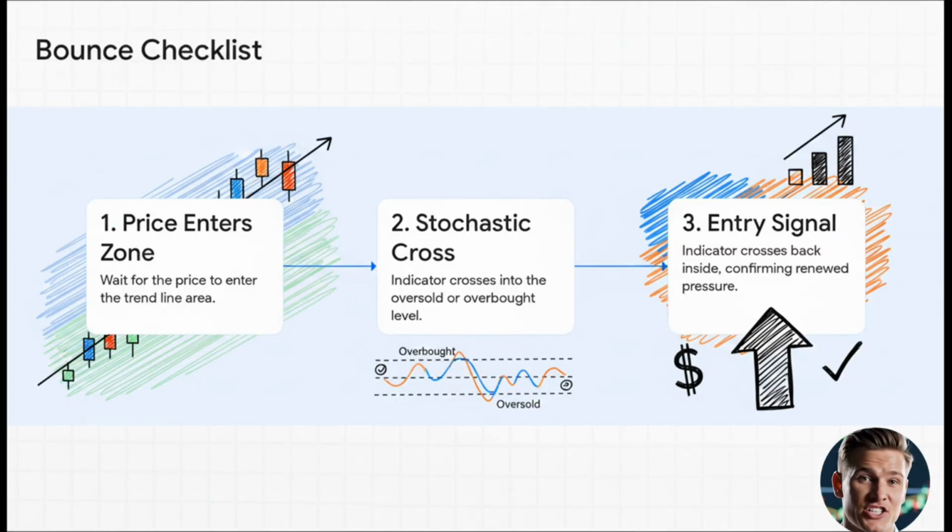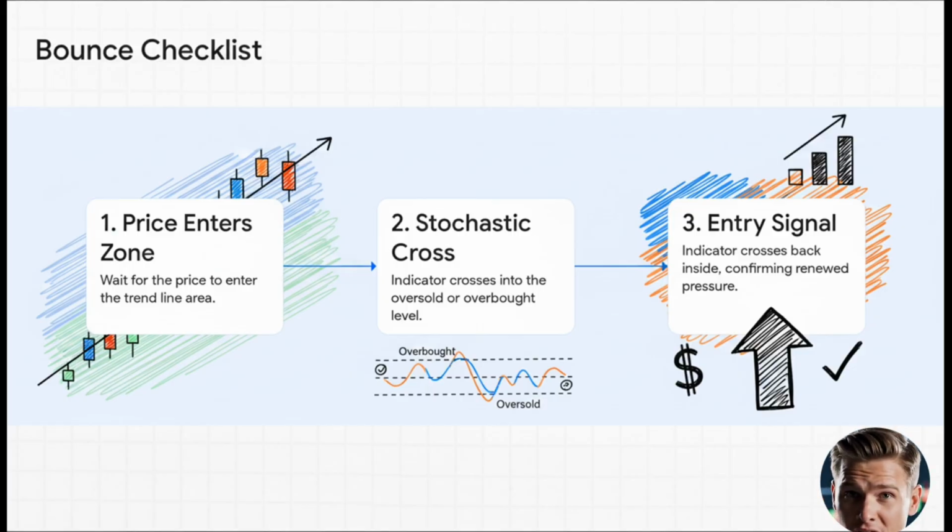It's a simple 3-step checklist. First, we wait. We patiently wait for the price to enter our trendline zone. Second, we glance at our confirmation tool, the stochastic indicator, which is just fantastic for measuring momentum. When it crosses down into the oversold area, it's telling us that the selling pressure is getting exhausted. But here's the trigger. The actual entry signal is step 3, when that stochastic line crosses back inside.